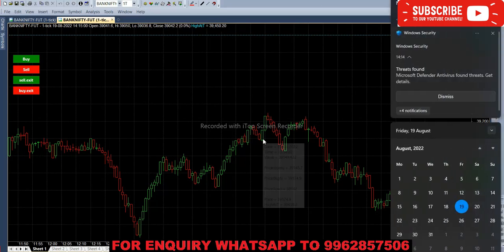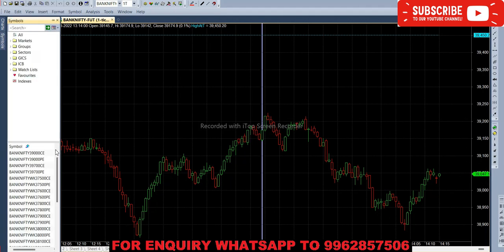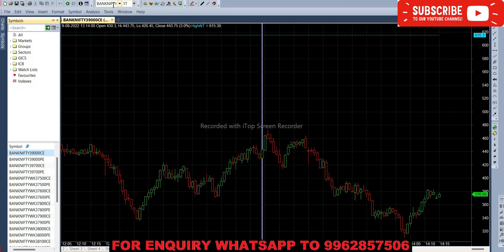Today it is 19th August. Today we are trading with Bank Nifty option in monthly contract. Market price is 39,047. We have to get the at the money, that is 39,000 call option and put option in monthly contract.